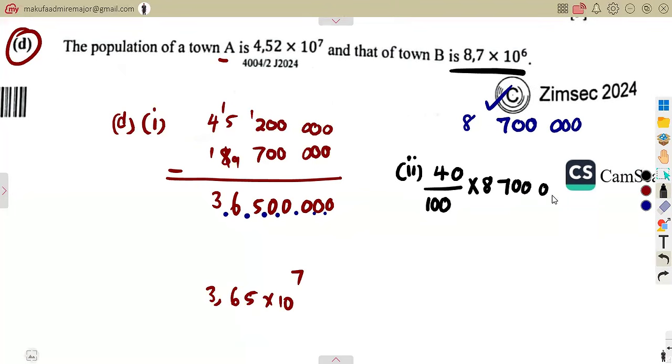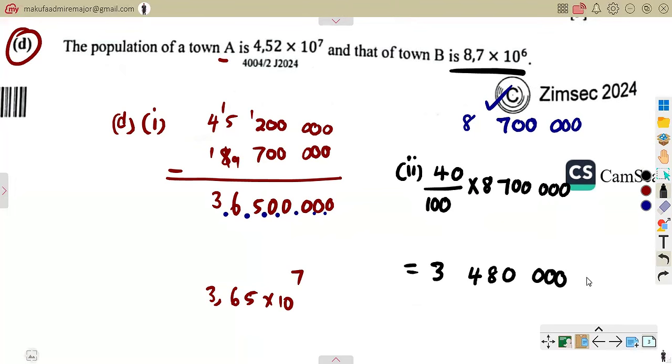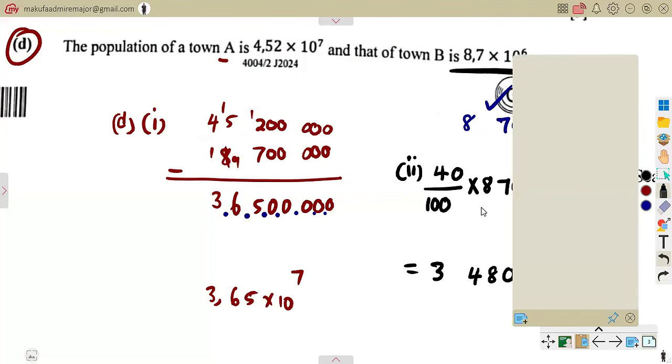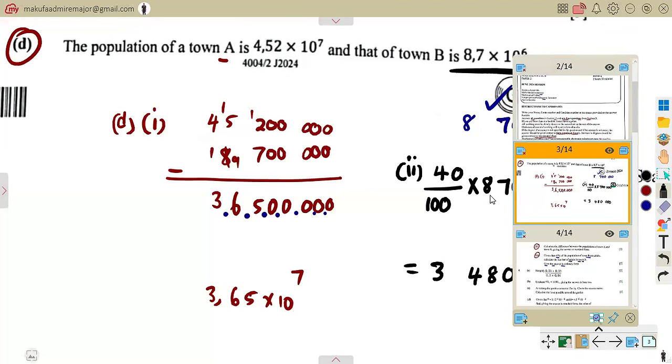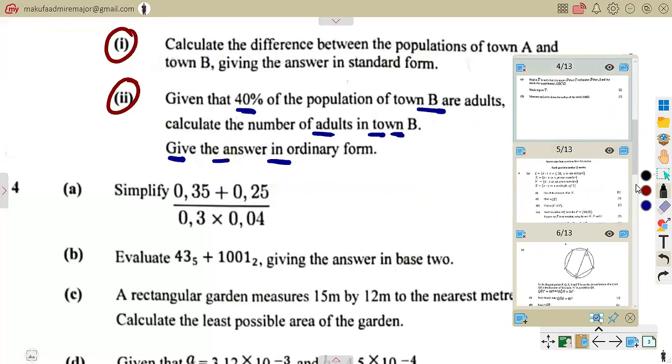Being in ordinary form like this. So like I said, guys, paper 2, that's your calculator. That is where you're going to use your calculator in the simplification. So this was going to give us 3,480,000. That is our number in ordinary form. You're given to have this in ordinary form, meaning to say you're supposed to keep your final answer as it is. Do not convert anything from that part, all right? So that was that part of our question.